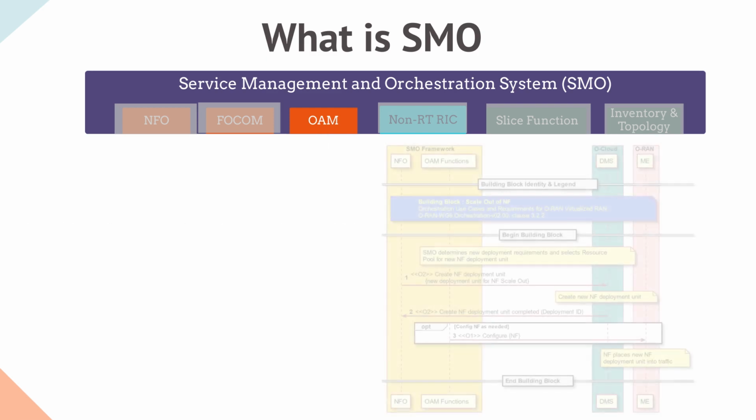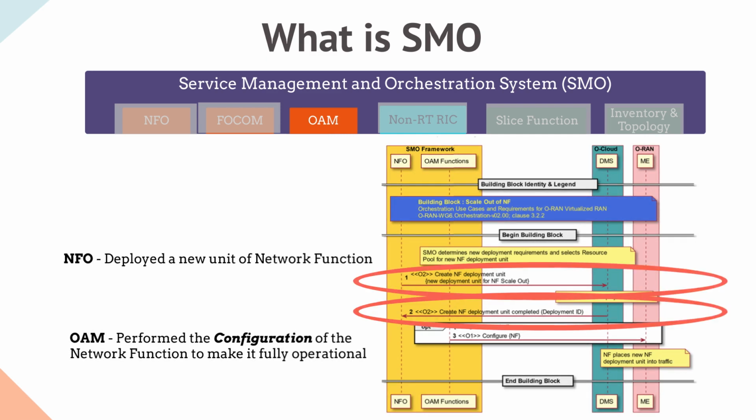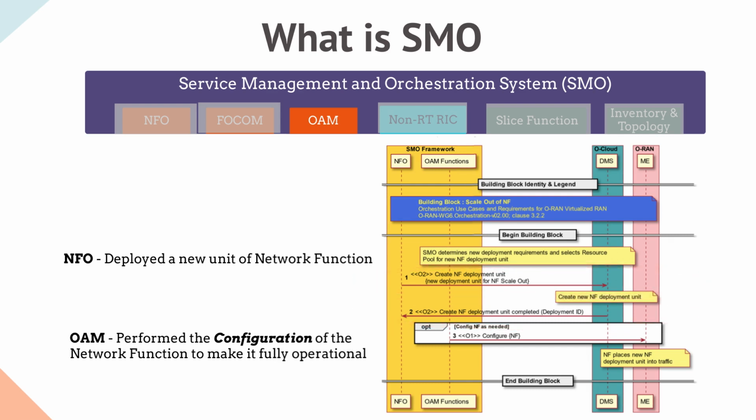Let's look at the previous example of NF scale-out. Here NF did its own task of deploying a new unit of network function. But to make that network function fully operational, OAM would do the configuration of that network function, placing it into network traffic.